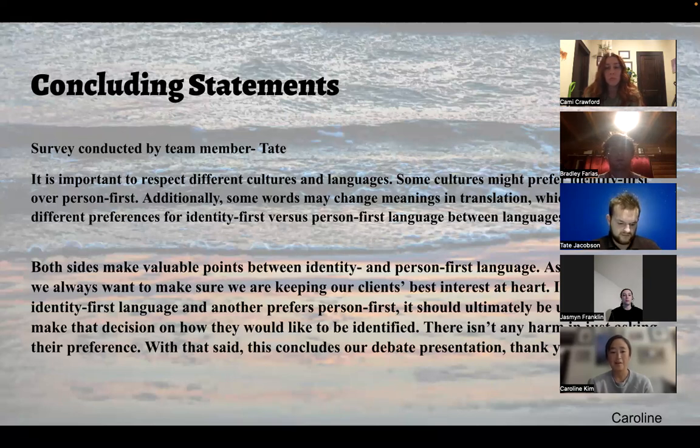Thanks, Tate. It is also important to respect different cultures and languages. Some cultures might prefer identity first over person first. Additionally, some words may change meanings in translation, which could explain different preferences for identity first versus person first language between languages and cultures.